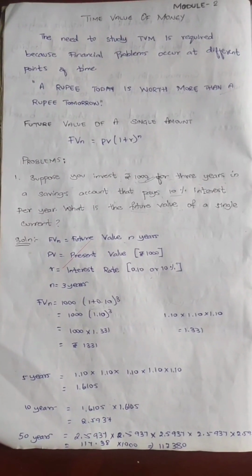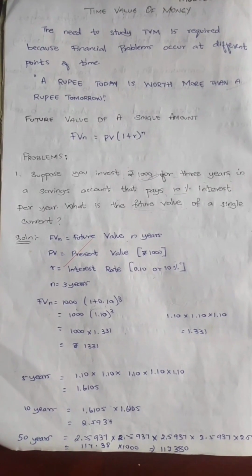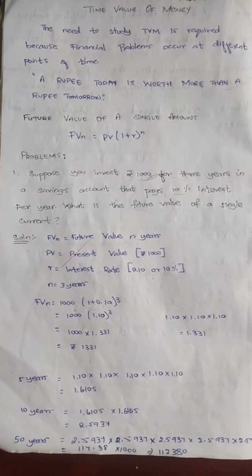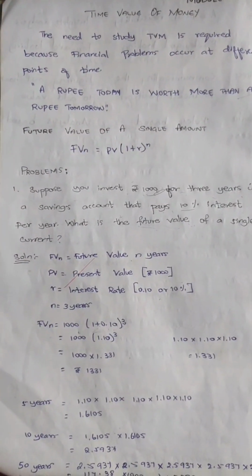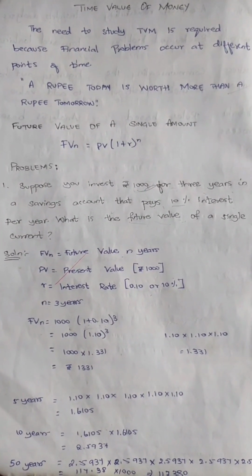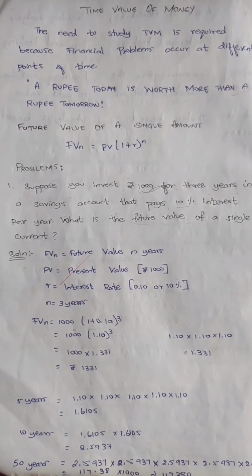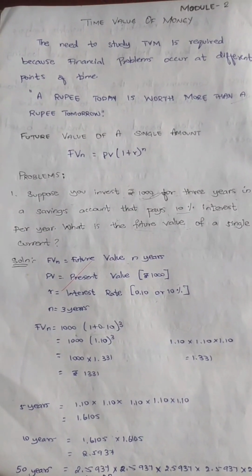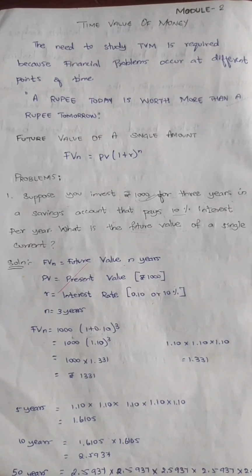Let's solve the first problem in the time value of money chapter. The problem is: suppose you invest rupees 1000 for 3 years in a savings account that pays 10% interest per year, what is the future value? So 1000 is our present value amount, 3 years is the number of periods, and 10% is the rate of interest. What we have to find is the future value. We know the future value formula is equal to present value into (1 plus r) whole power n.